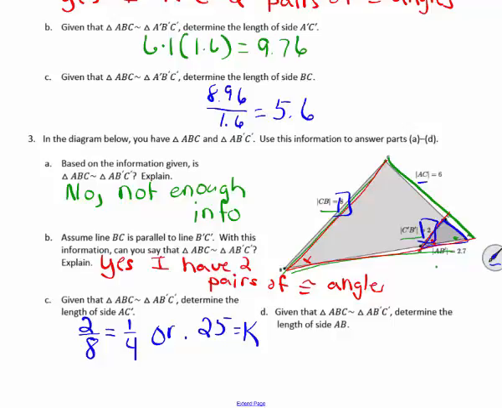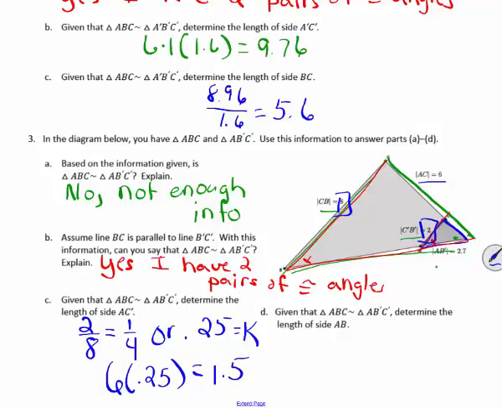So here's AC. So I have to do 6 times my scale factor. I'm going to do it as a decimal. You can enter it as a fraction, it doesn't matter to me. So 6 times 0.25 is going to give me 1.5.